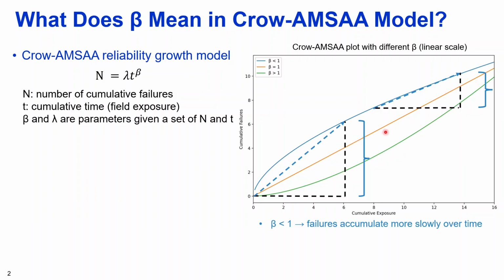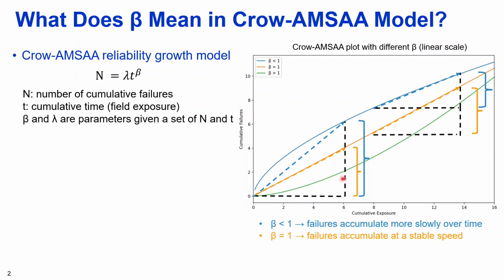And when beta equals 1, the failure count increases by 4 when the exposure increases by 6. And over time, with the same duration, the increase is still 4. The curve is a straight line that indicates failures accumulate at a constant rate.